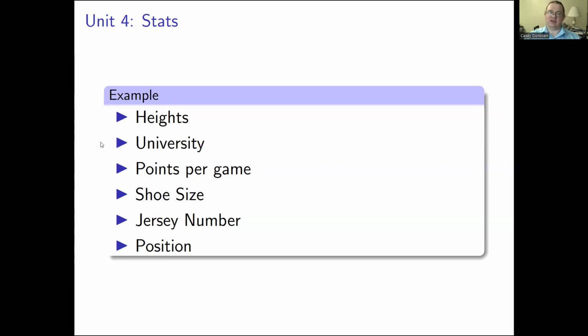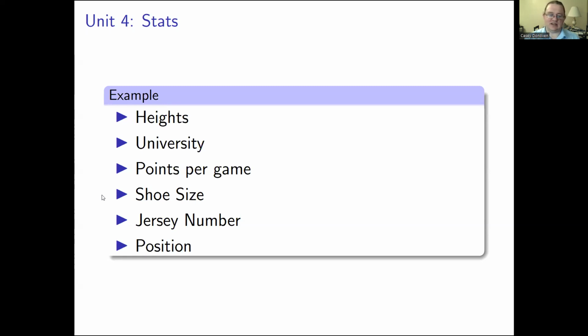What university a player plays for, that's going to be categorical. It's not a number. It's describing something about them. So this is going to be separating them into different categories. Points per game would be a number. It is an average, a mean, and it would be describing an amount of something. It is describing a quantity of points. Hence, it is quantitative.